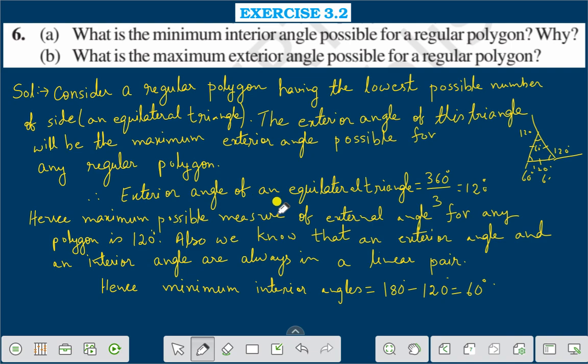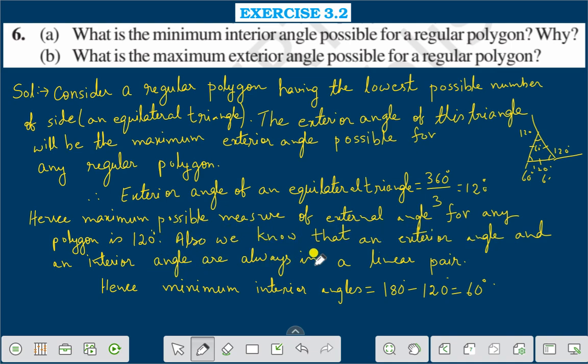And what is the maximum exterior angle possible for a regular polygon? Here you find that the maximum possible measure of external angle for any regular polygon is 120 degree, right? Consider a regular polygon having the lowest possible number of sides, that is an equilateral triangle. The exterior angle of this triangle will be the maximum exterior angle possible for any regular polygon. The sum of the external angles of any regular polygon is 360 degree, and in an equilateral triangle there are 3 sides. Therefore, 360 by 3, that is 120 degree. Hence the maximum possible measure of external angle for any polygon is 120 degree.